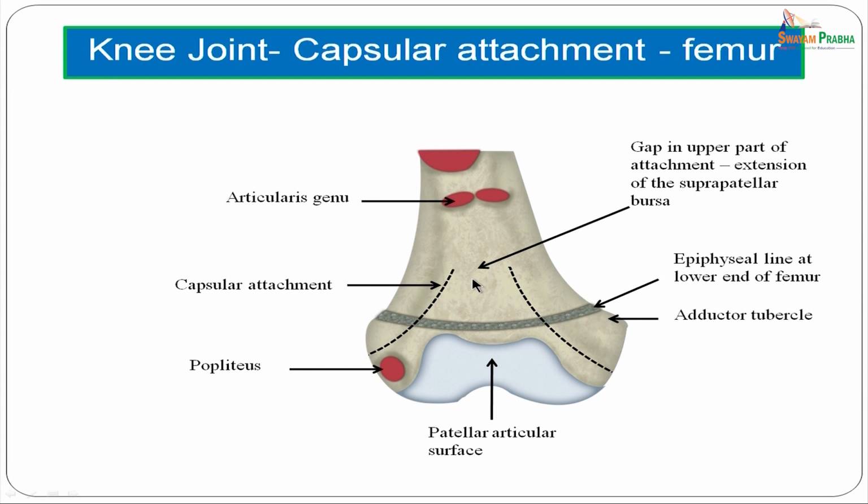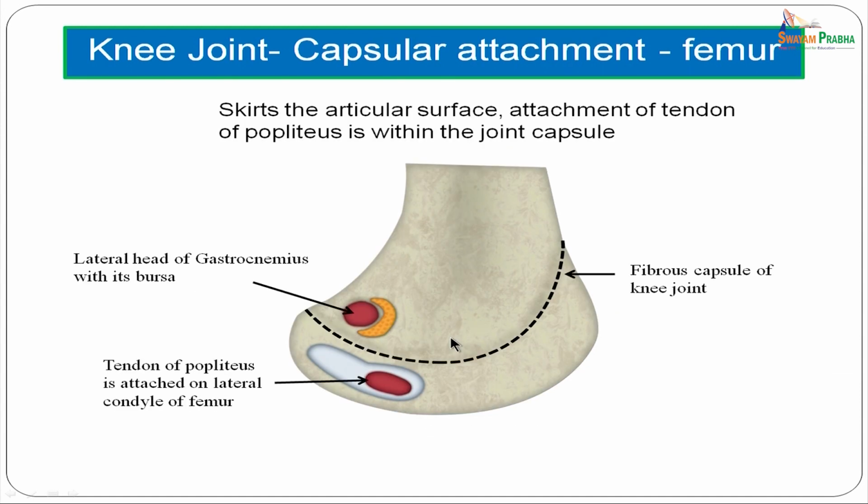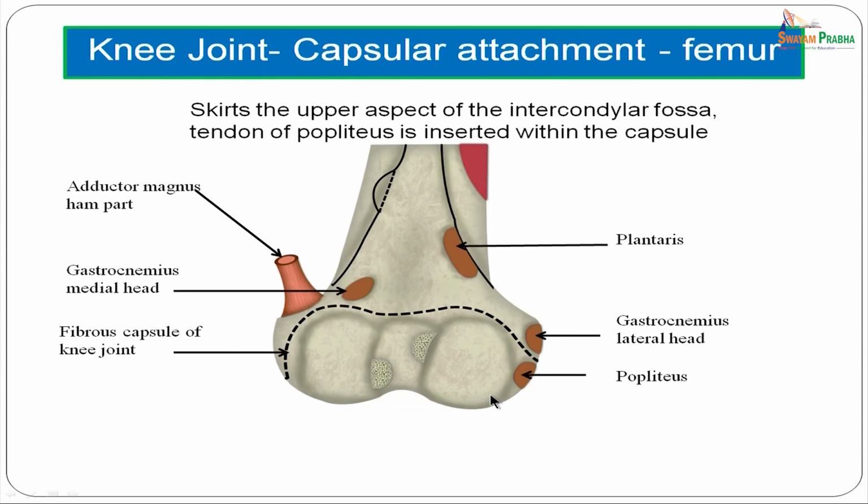see at the upper part there is a gap in the attachment of the capsule. This gap is for the extension of the suprapatellar bursa. If you look on the lateral side, the capsular attachment skirts the articular surface, and the attachment of the tendon of popliteus is within the joint capsule. Coming to the posterior aspect, the capsular attachment is on a line just above the intercondylar fossa. This is the line of the capsular attachment on the posterior aspect.